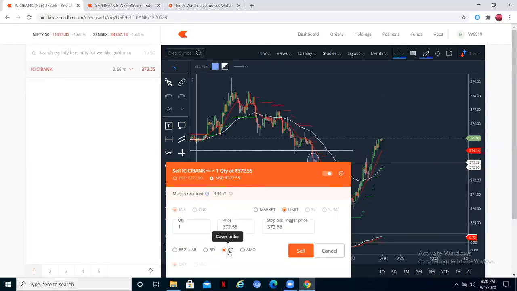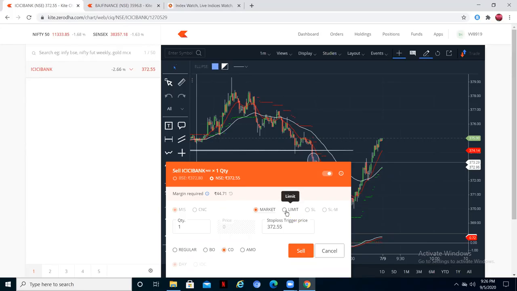After choosing the cover order, the first step is to choose market. Market means at market price you are placing the order, whatever is the market price. Like here you can see for NSE the market price is 372.5. So I will be placing the order at this price.